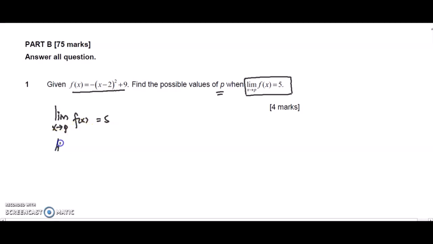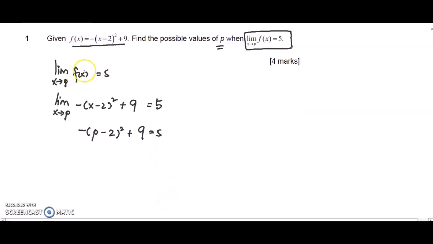So first of all, just put in the function f(x) as your quadratic function, which is given. That is negative (x minus 2) squared plus 9, and this is given as 5. Just put in the 5. As I said, to evaluate a limit, you will start with the substitution method first. Just put p into our x. We have negative (p minus 2) squared plus 9 equals 5. Can you see that I already successfully formed an equation involving p.